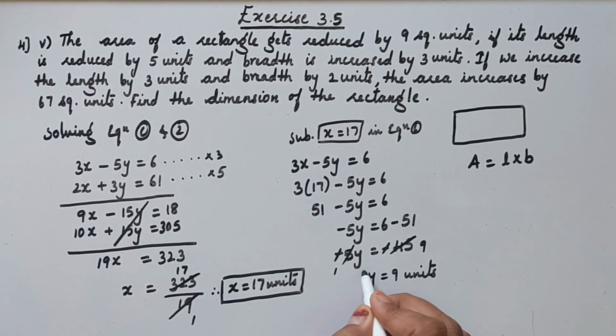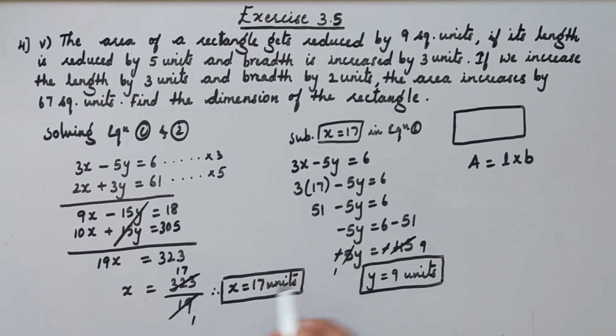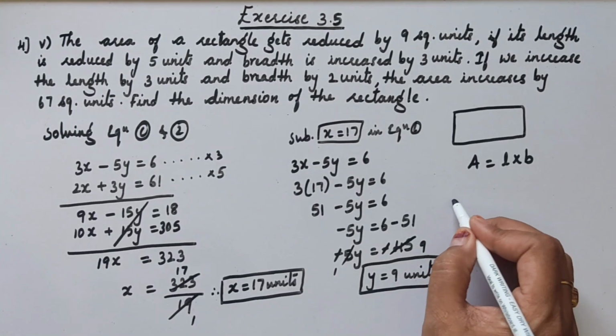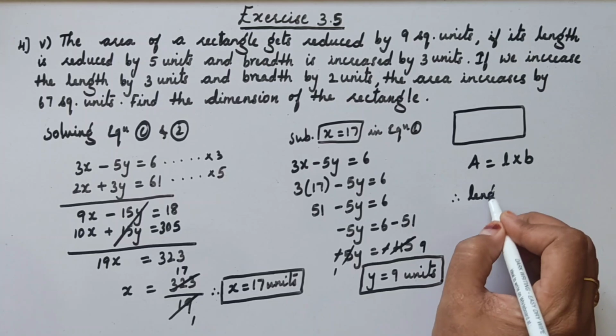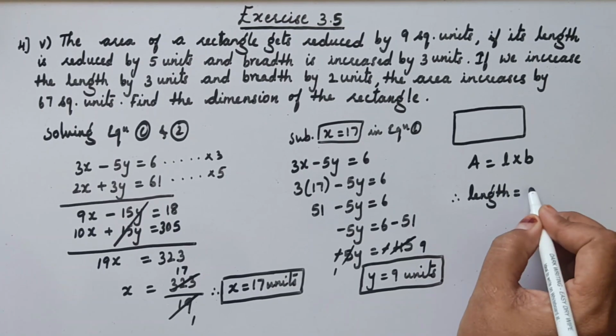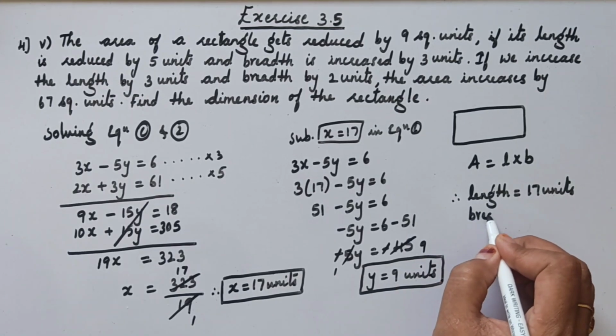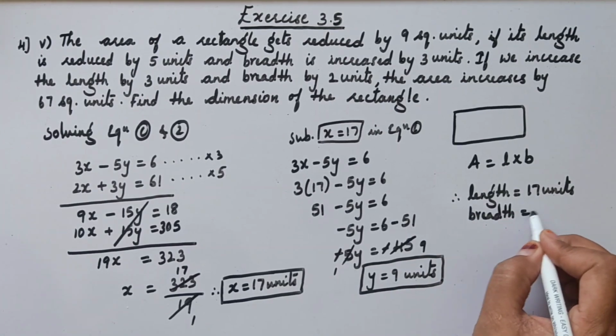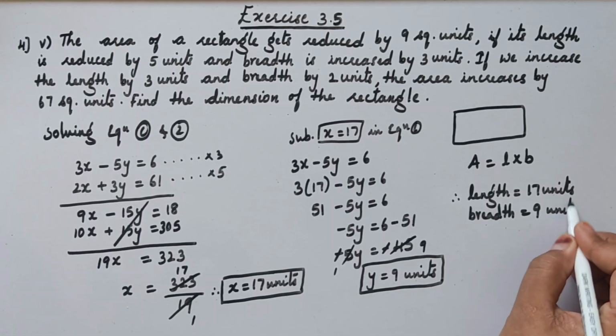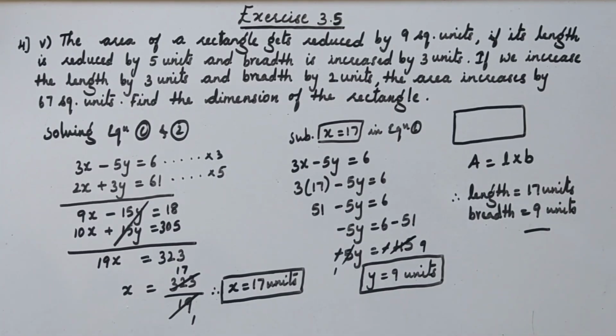So the dimensions, length and breadth: length is equal to 17 units and breadth equal to 9 units. I hope this is clear to you all students, right?